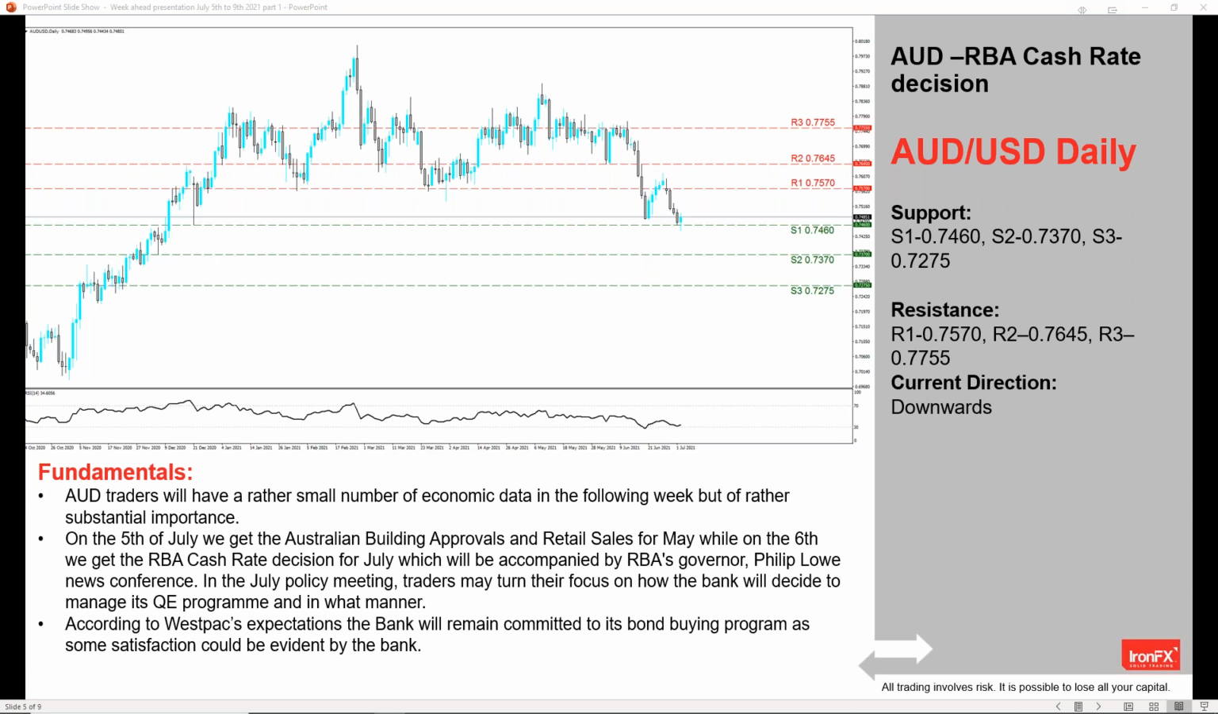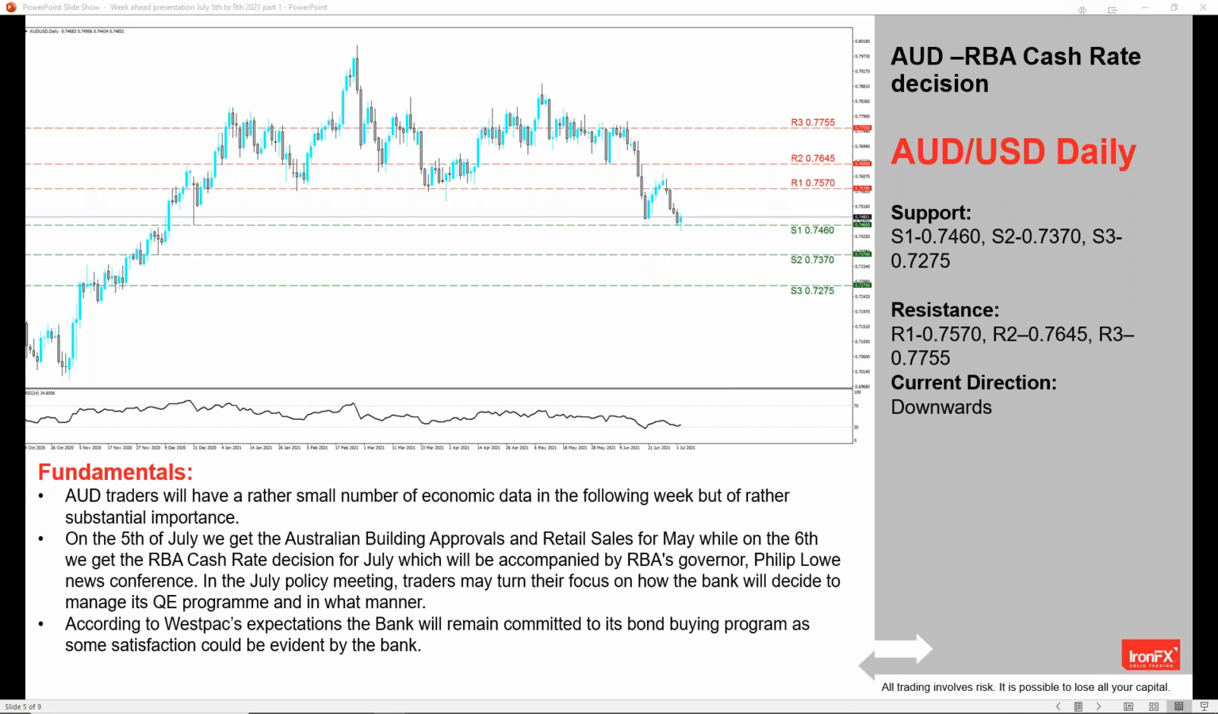According to Westpac's expectations, the bank will remain committed to its bond buying program, as some satisfaction could be evident by the bank at the moment. However, it is also expected that the central bank could decide to take a more flexible approach to its bond buying program than we have seen in the past. Now, this could kind of disturb what analysts, market participants, traders are expecting. Okay, so they could be changing their approach on a weekly basis, how much they will be spending on bond buying on a weekly basis, or how it will be. So that's something that traders may be interested in.